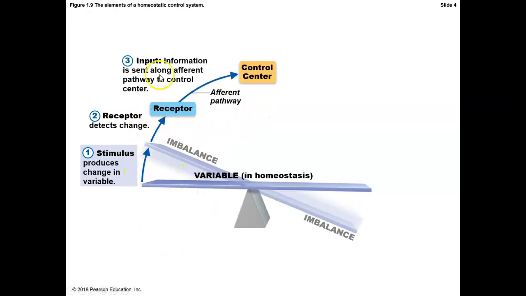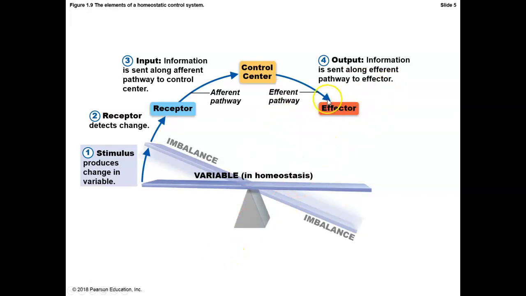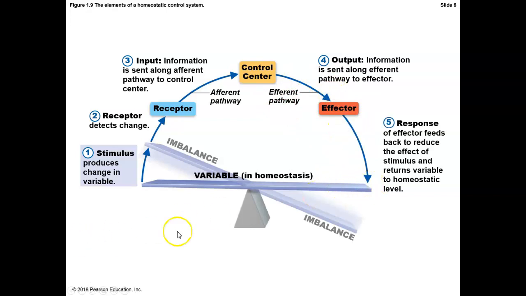So here we have some imbalance, changing the variable. So a variable is supposed to be at some set point, and now we have an imbalance causing the variable to move. The stimulus is going to be picked up by a receptor. The receptor is going to then send signals to the control center. The control center is going to say, this is not good. We need to send a signal to the muscles or the glands, and the muscles or glands are going to bring about the change that occurs. And that's going to bring us back into homeostasis.